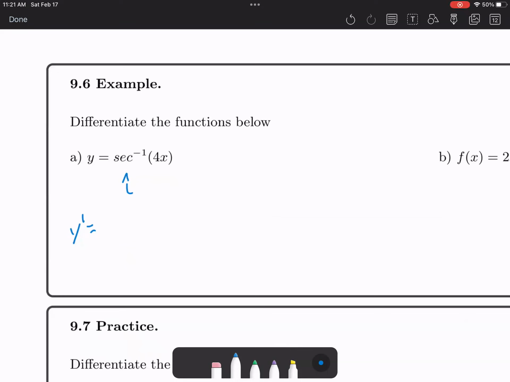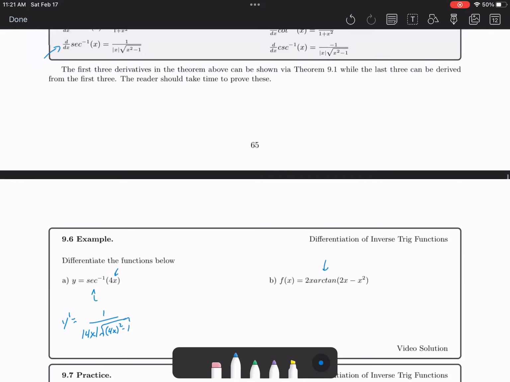All right, so let's ignore the 4x, right? By the chain rule, everywhere I see an x, I'm going to put a 4x. So the inverse secant function differentiates to 1 over absolute value of 4x times the square root of 4x squared minus 1. Let's double check that we did that right. I've got 1 over what's on the inside of my inverse secant function, and what's on the inside of the inverse secant function squared minus 1. Okay, that looks good.